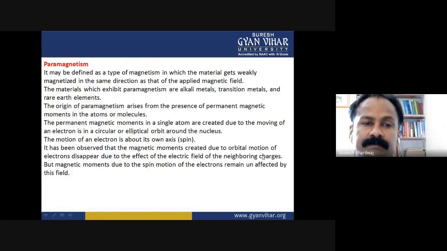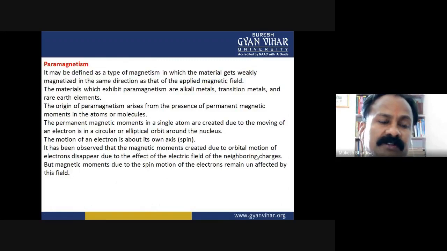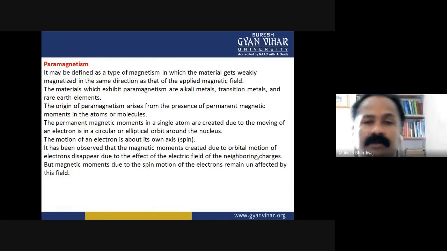Next, paramagnetism. So, before starting paramagnetism, I would like to conclude diamagnetism once again. Diamagnetism has its origin in the circular charges in the orbits, and hence all materials exhibit diamagnetism. On the other hand, only those materials which possess permanent magnetic dipoles can be ferromagnetic, anti-ferromagnetic, or ferrimagnetic.